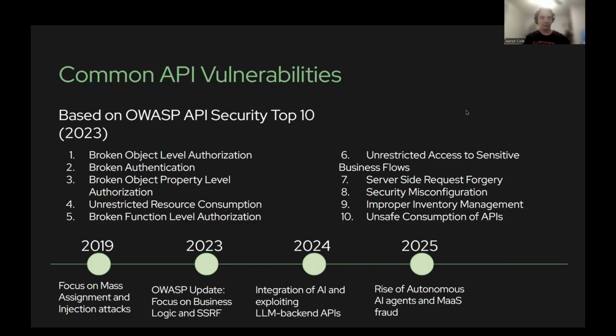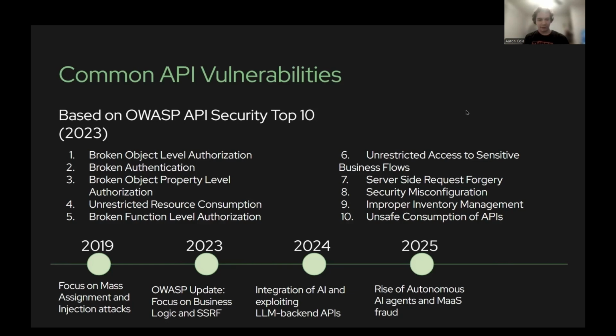Hi, I'm Aaron. I'm talking about common API vulnerabilities, specifically based on the OWASP API Security Top 10 list made in 2023. So just going down the list of the most prominent ones, we have broken object level authorization, broken authentication, broken object property level authorization, unrestricted resource consumption, broken function level authorization, unrestricted access to sensitive business flows, server-side request forgery, security misconfiguration, improper inventory management, and unsafe consumption of APIs is number 10.